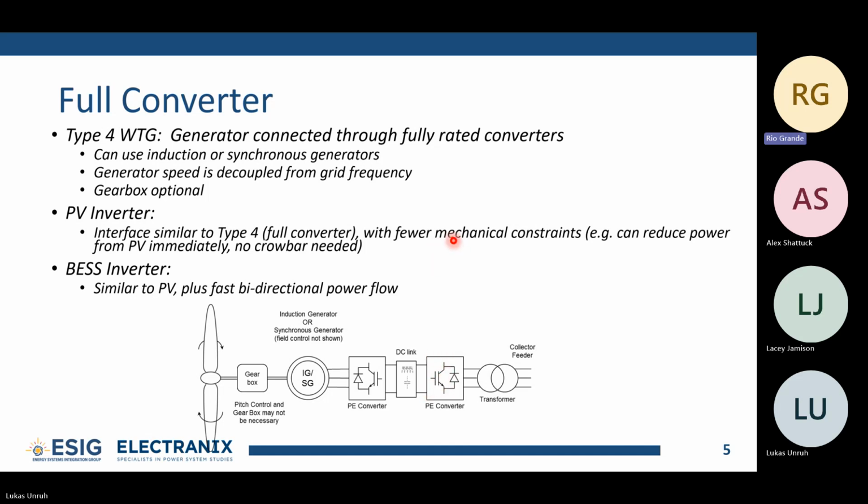And a battery inverter is, again, similar to PV, except that it's got even fewer constraints on the DC side. You can very quickly take power out of the DC side and inject power into the DC side, and the voltage is not going to change a whole lot on the battery, because for transients, the state of charge typically doesn't change very much on a battery.